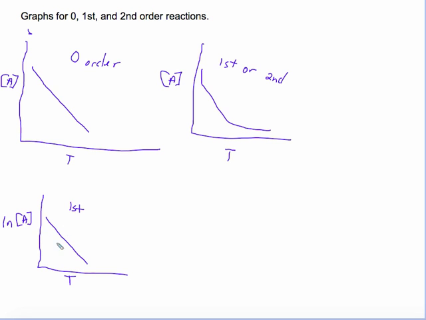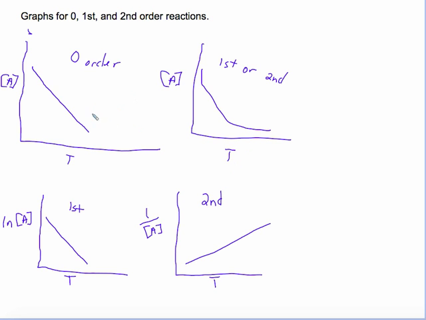Okay, now if you try the natural log and that doesn't turn it into a straight line and it's still a curve, you can try this. If you take 1 over the concentration and that results in a straight line going this way, and that would be time here, then that's an indication that you have second order.